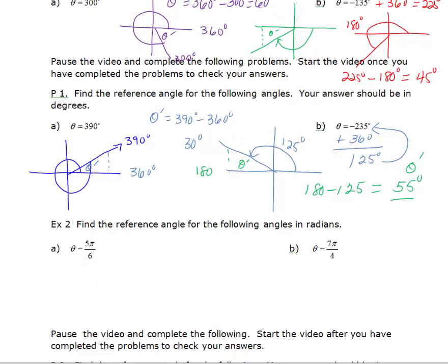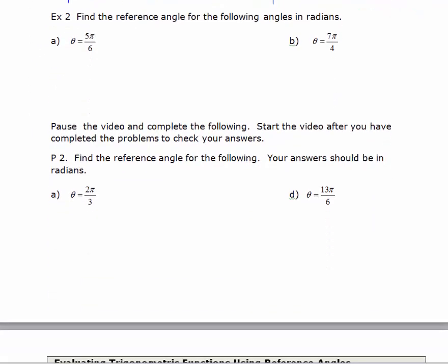Alright, now let's look at finding reference angles when the angles are in radians. And actually, I think this is even a little bit easier. So let's start with the first one. Find the reference angle for the following angles. I've got 5 pi over 6. I want to draw the angle.